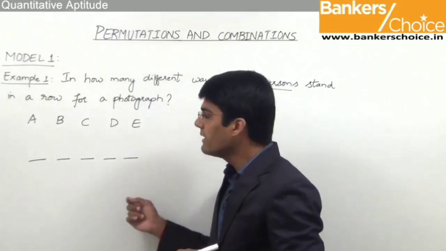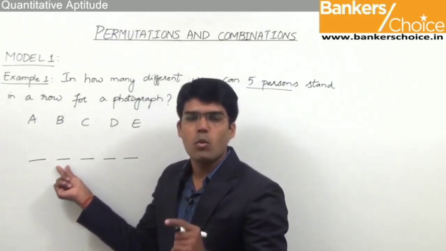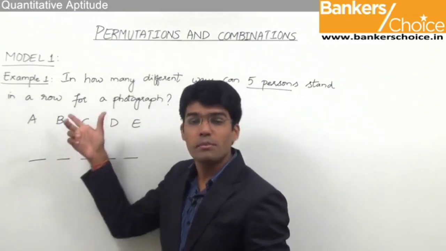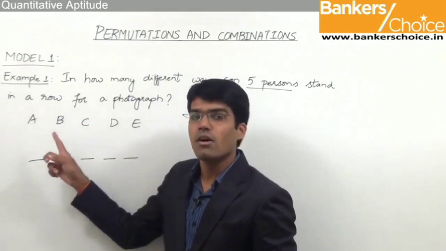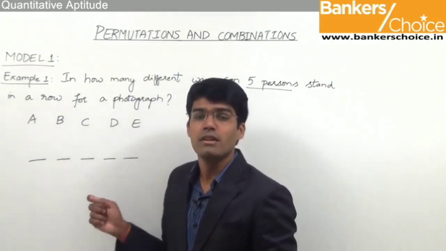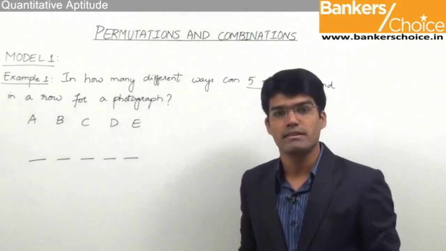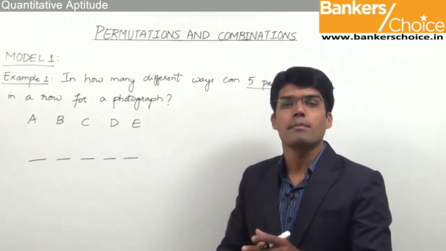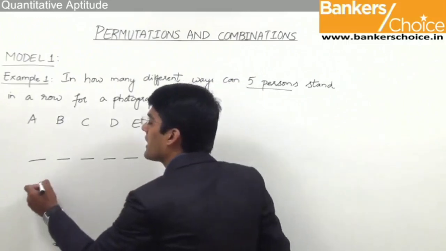That means very clearly, when A is in first position and B is in second position, that is one way of taking the photograph. But when they interchange their positions, though the persons remain the same, the photograph is considered to be a different one. Why? Because the order in which the persons are standing has changed. So very clearly in this question, the order in which the persons are placed in these 5 positions is important. And hence we can say that this is an arrangement based question, or nothing but a permutation. And the number of permutations is given by nPr.